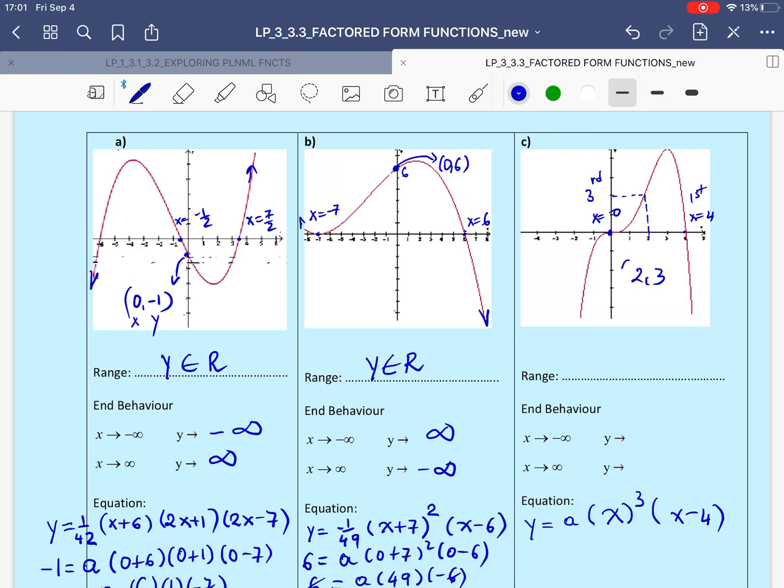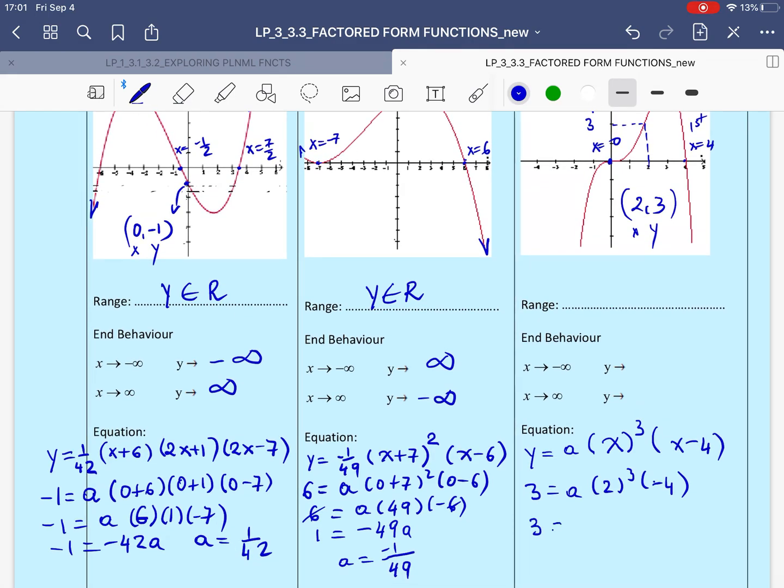So it seems here that at x equals 2, y equals 3. So 3 equals a times 2 to the power of 3 times negative 4. So 3 equals a times 8 times negative 4, which is negative 32. And that will make the value of a negative 3 over 32. So the equation is negative 3 over 32 here.